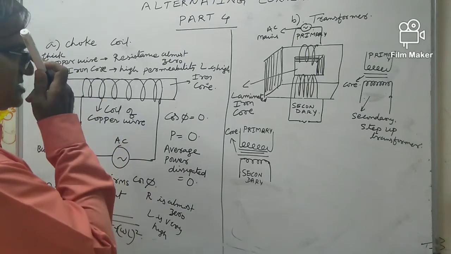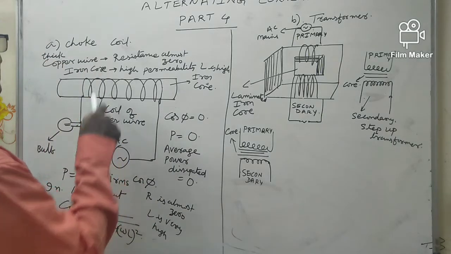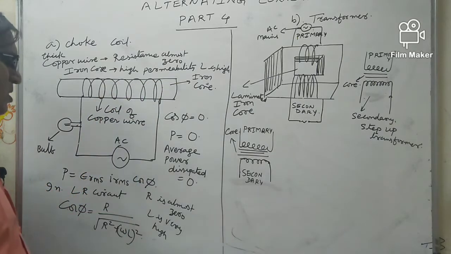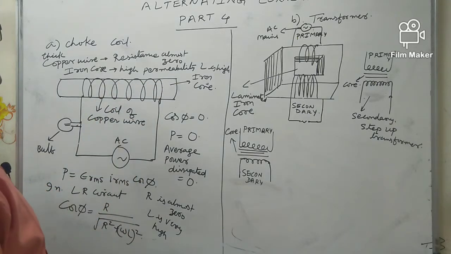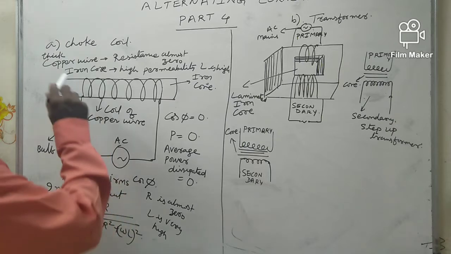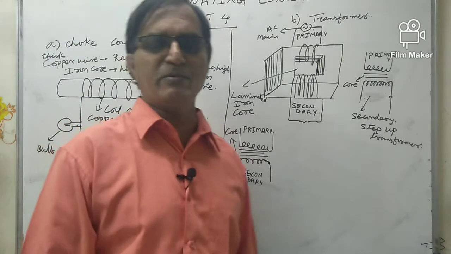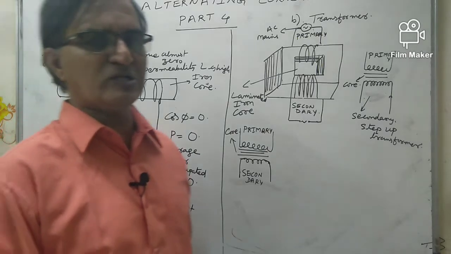The choke coil consists of an iron core on which copper wire is wound. It is connected to an AC circuit, and the wire is thick wire, whose resistance is almost equal to 0, and this iron core has high permeability and inductance is also very high.